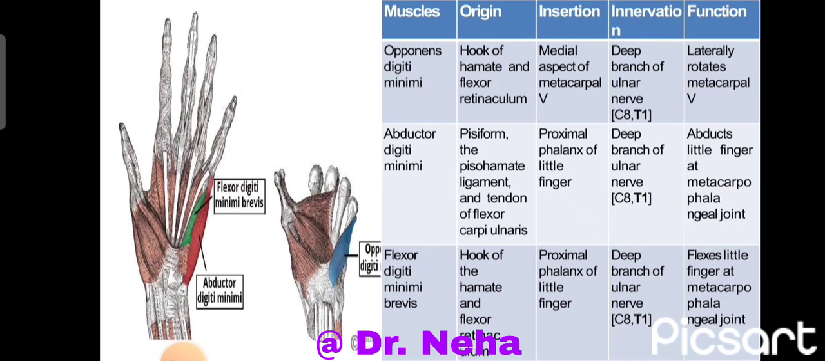It is again arising from the hook of hamate and the flexor retinaculum. As we have seen, all these muscles are arising from the hook of hamate, except that the extra origin of the abductor digiti minimi is through the pisiform bone and the pisohamate ligament. Then the insertion of this flexor digiti minimi brevis is on the proximal phalanx of the little finger. Innervation is the same, that is by the deep branch of the ulnar nerve, and the action is the flexion of the little finger at the metacarpophalangeal joint.